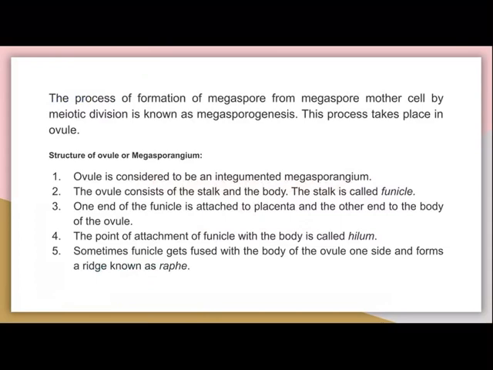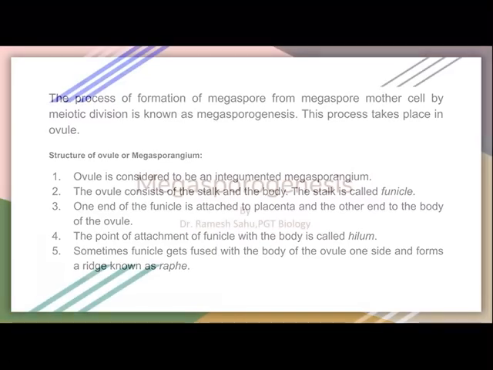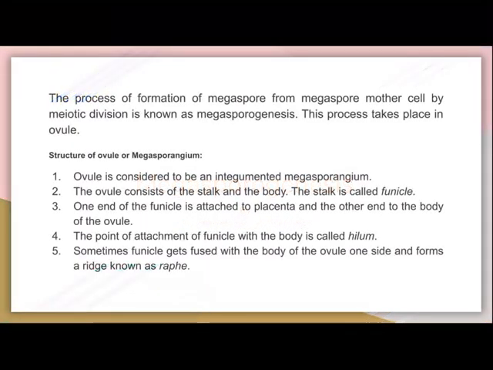Megasporogenesis can be studied under several headings like structure of ovule, the different types of ovule, and the formation of the female gametophyte, that is the egg cell inside the ovule. These things we'll study one by one. Here in the megasporogenesis, the complete process occurs inside the ovary.